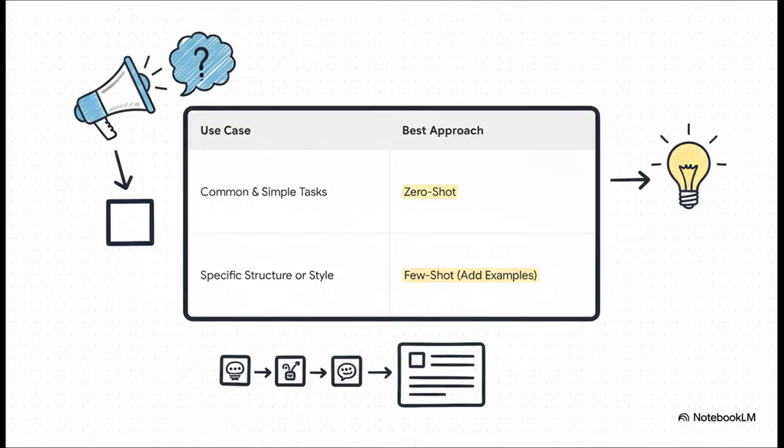This table here gives us a super clear guide. For common and simple stuff like summaries or quick translations, stick with zero-shot. It's fast, it's efficient. But when you need a very specific structure or a really unique writing style or some kind of complex format, that's your cue. It's time to switch to few-shot and provide a few examples to guide the AI.